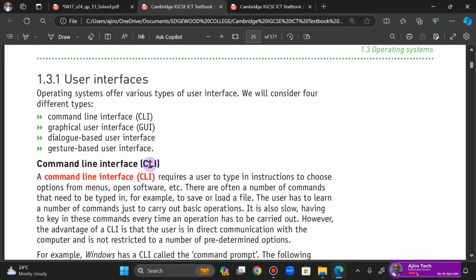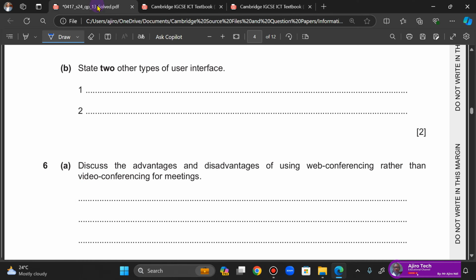User interface here. So we have the command line interface, dialogue-based user interface, and then the gesture-based user interface. Okay, so I'm going to go with the command line. The command line interface. Okay, and then the gesture-based user interface.